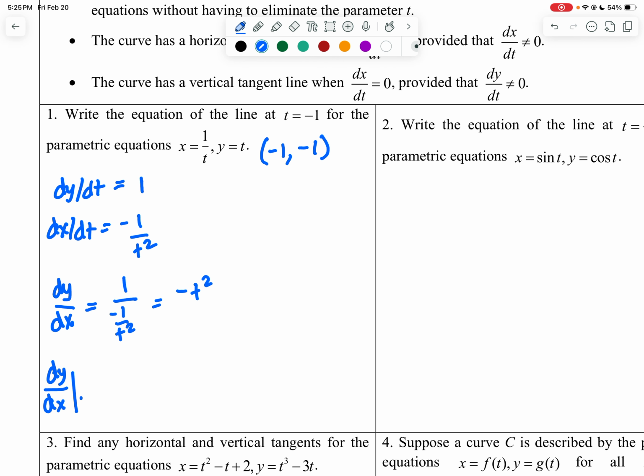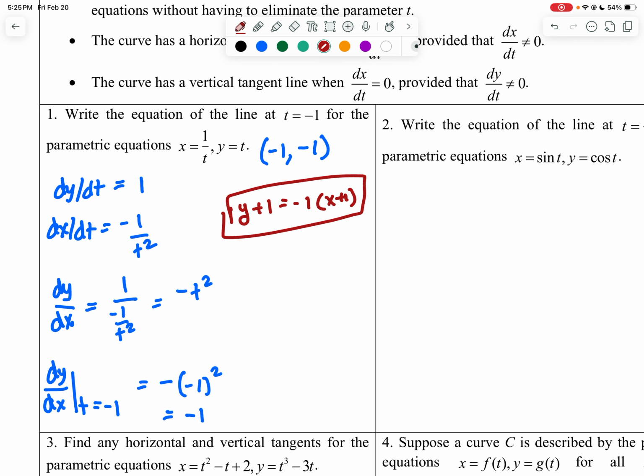dy/dx at t equal to -1 gives us -(-1) squared, or -1. Which gives us our tangent line equation to be y plus 1 is equal to -1 times (x plus 1). That is my tangent line equation.